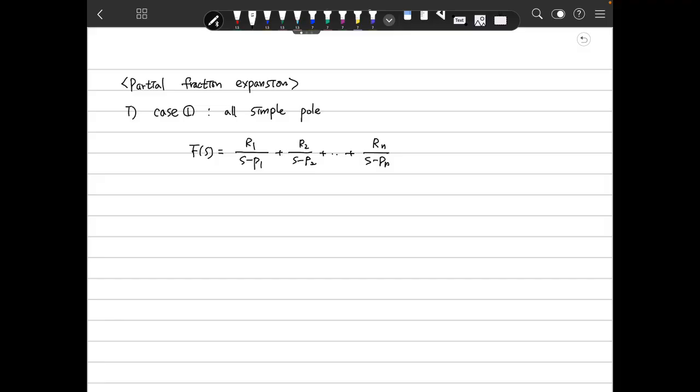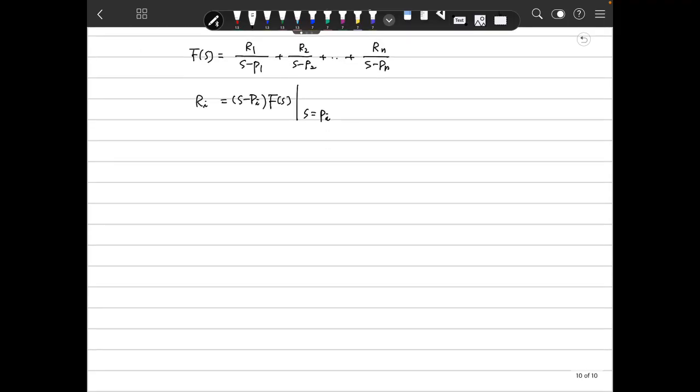Then p1, p2, and pn are the poles of this system. And here we have a problem: what is R_i? R_i can be written as F(s) multiplied by (s - p_i), evaluated at s = p_i. Then we get these parameters R1, R2, and Rn.